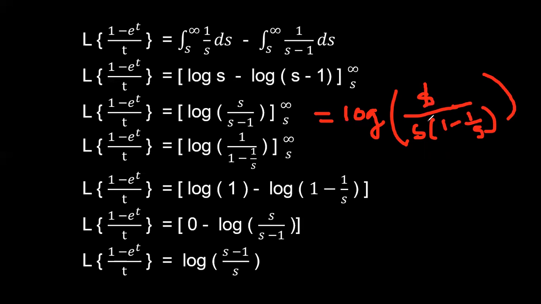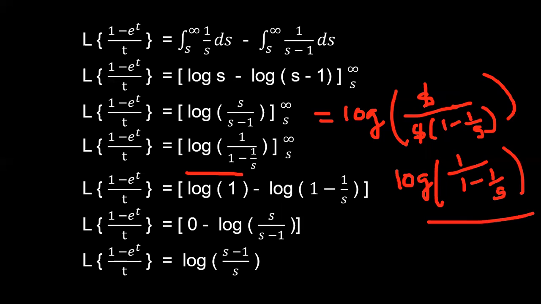So this numerator s term and the denominator s term both will get cancelled. Finally, you will get it as a log of 1 by 1 minus 1 by s. That is the way you have to simplify this logarithmic problem when you have infinity as one of the limit values. So log of 1 by 1 minus 1 by s, this is the way you got this equation.